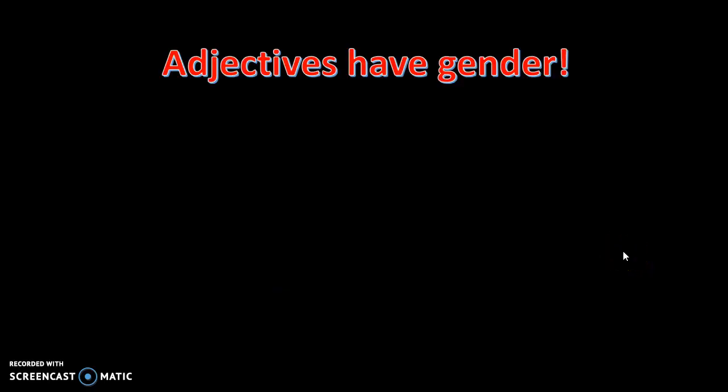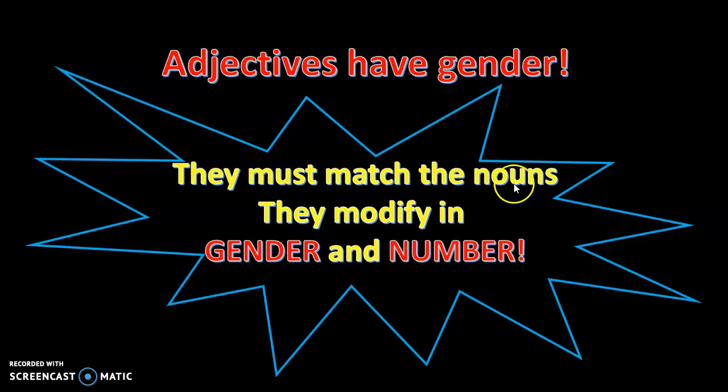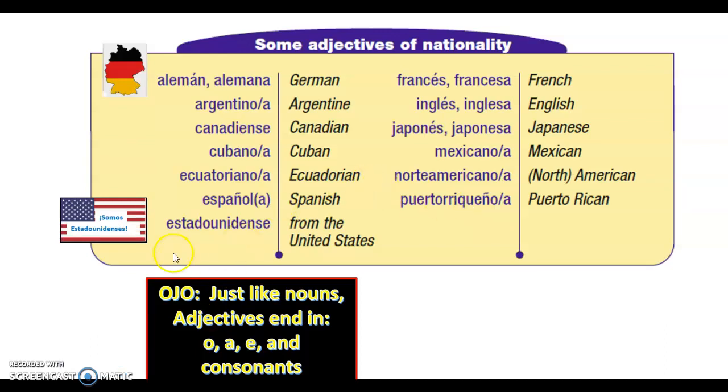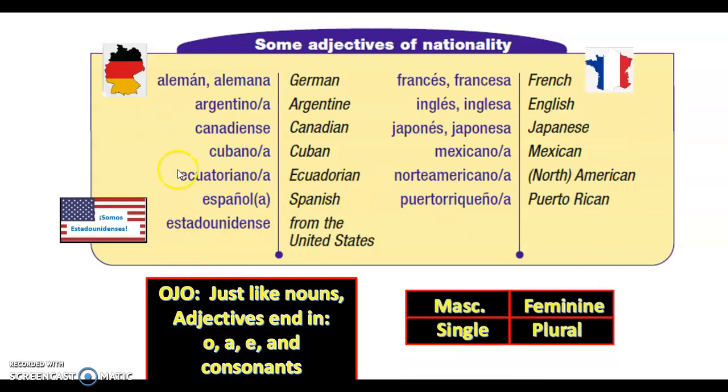Now, adjectives also have a gender. And they must match the nouns that they modify in number and in gender. Some of the adjectives of nationality that you're responsible for are as follows. Alemán, argentino, canadiense, cubano, ecuatoriano, español, estadounidense, francés, inglés, japonés, mexicano, norteamericano, y puertorriqueño. So you'll notice that just like nouns, they either end in an O or an A or a consonant. So just like nouns, they are either masculine, feminine, singular, or plural.